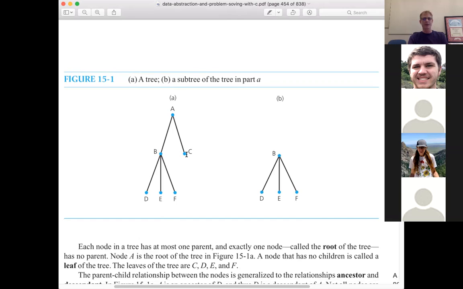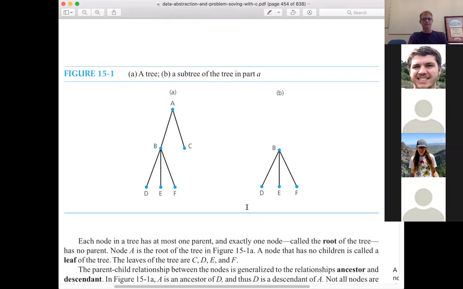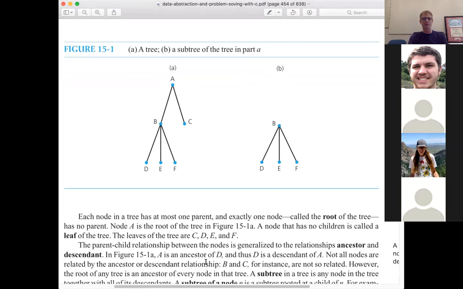Leaves in a tree are nodes that don't have any children. So the leaves in this tree would be C, D, E, and F. You can use the word ancestor and descendant just the same way you would use those words in a family tree.